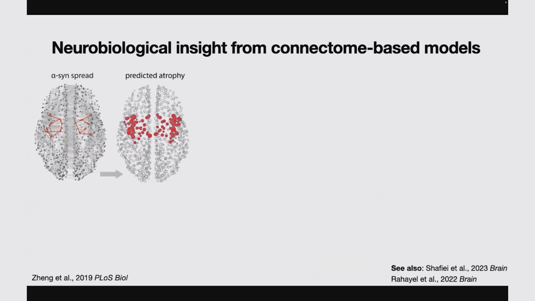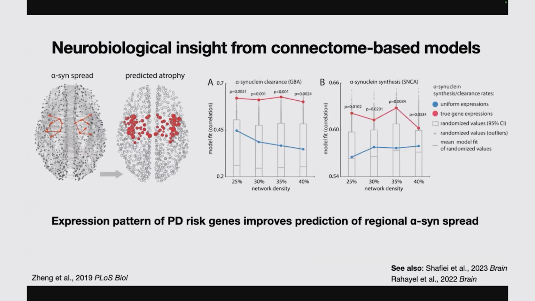So this was initially used to model the spread of alpha-synuclein, which is the protein composing the main pathology of Parkinson's disease. The model showed that the brain's network architecture was indeed informative in predicting the spread of atrophy, this time in Parkinson's disease. But the authors next asked if the regional expression of key Parkinson's risk genes might improve the ability of the model to predict atrophy in Parkinson's.